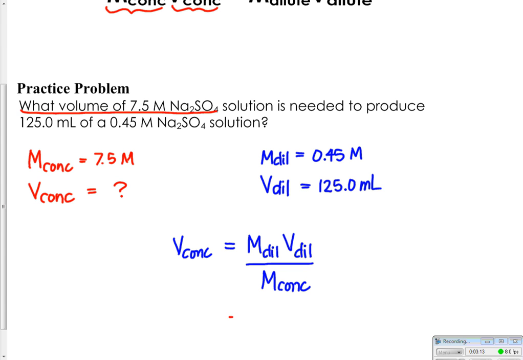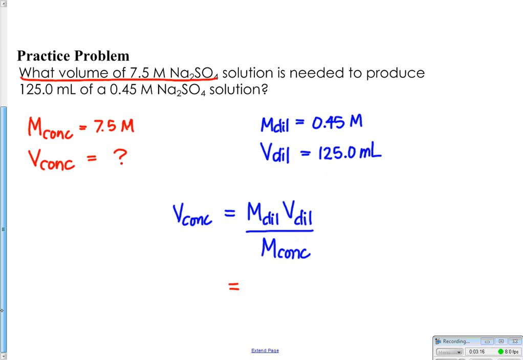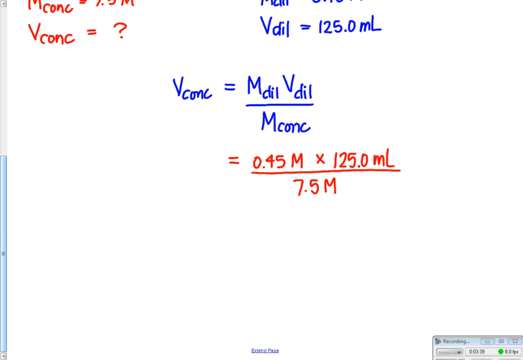When you do that, this will disappear, reducing to 1. So now I'm just going to plug in the numbers that I have. My molarity of my dilute solution is 0.45 molar times the dilute volume, which is 125 milliliters, and then I'm dividing all of that by the molarity of my concentrated solution, which is 7.5 molar. Label-wise, you can see that molarity is canceling, and our answer should be in milliliters. If you do your math properly, you actually get 7.5 milliliters. And that's what I want the volume of the concentrated to be.